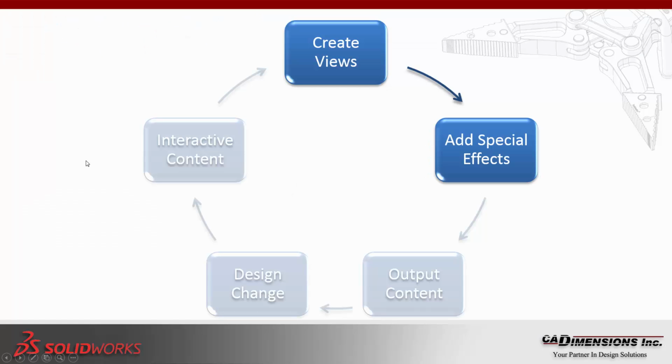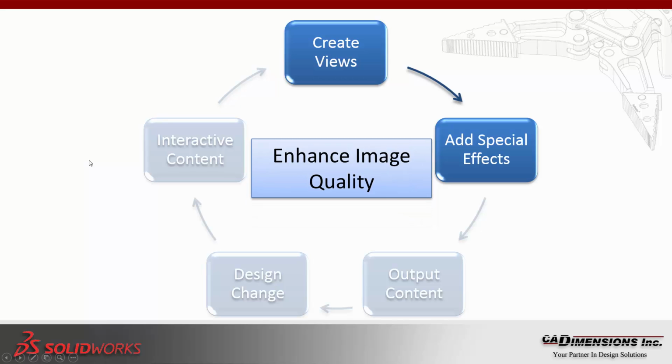So what do we see with add special effects? We were able to enhance image quality and add more information to help anyone who would be the final audience when it comes to technical documentation. Alright, so now that we have these 4 views, how do we output this content? How do we create this content and send it over to a Microsoft Office document?